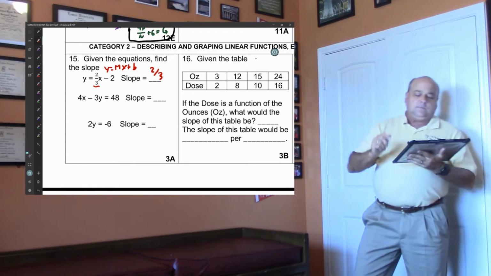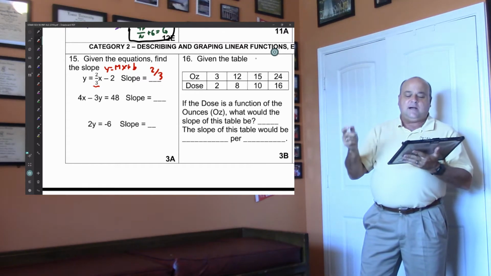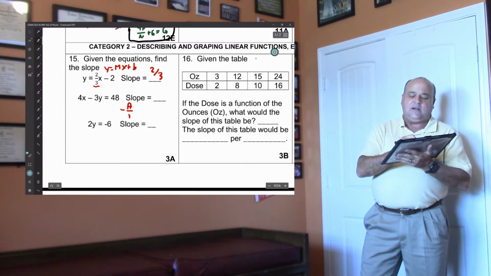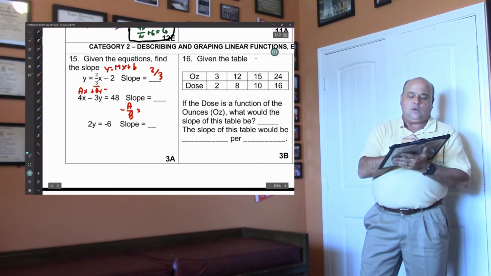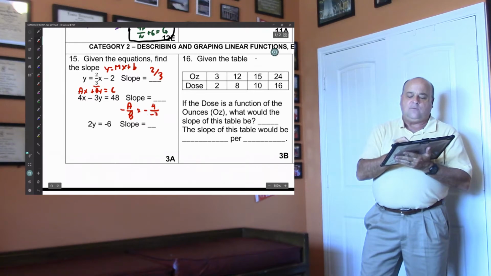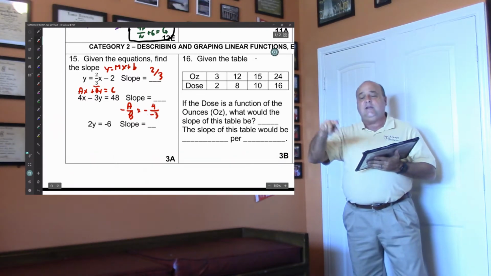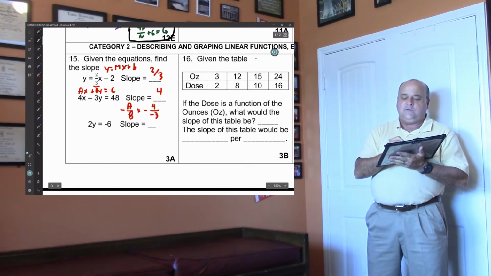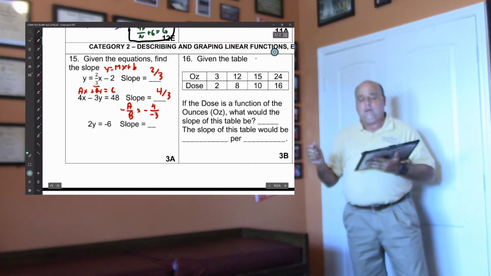Let's go to the next one, okay? So we have 4x minus 3y equals 48. Remember, your slope, if it is in standard form, is negative a over b. So if we were to do this, it's ax plus by equals c. It would be negative, fraction bar, 4 over negative 3. The b is negative, so that's going to make our slope positive, right? Two negatives make a positive. Our slope is going to be 4/3.